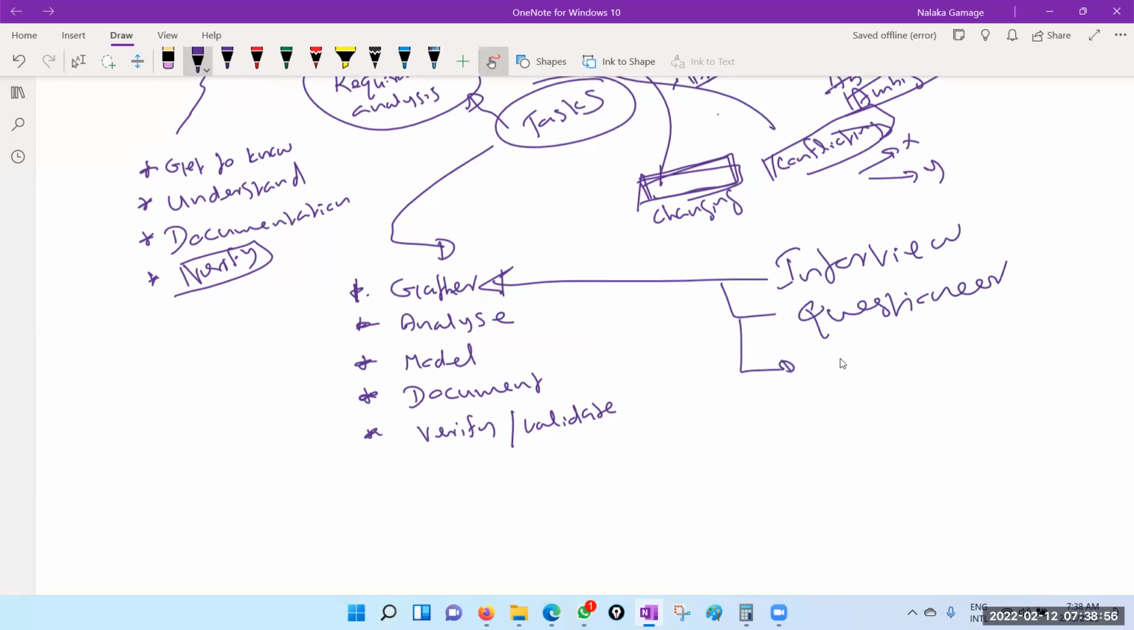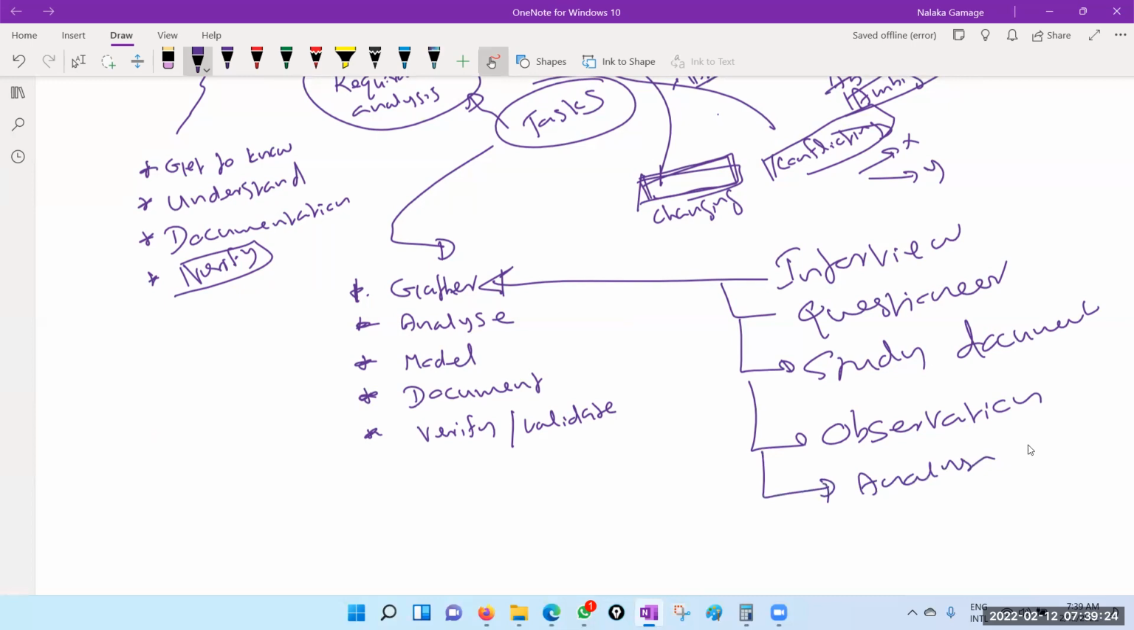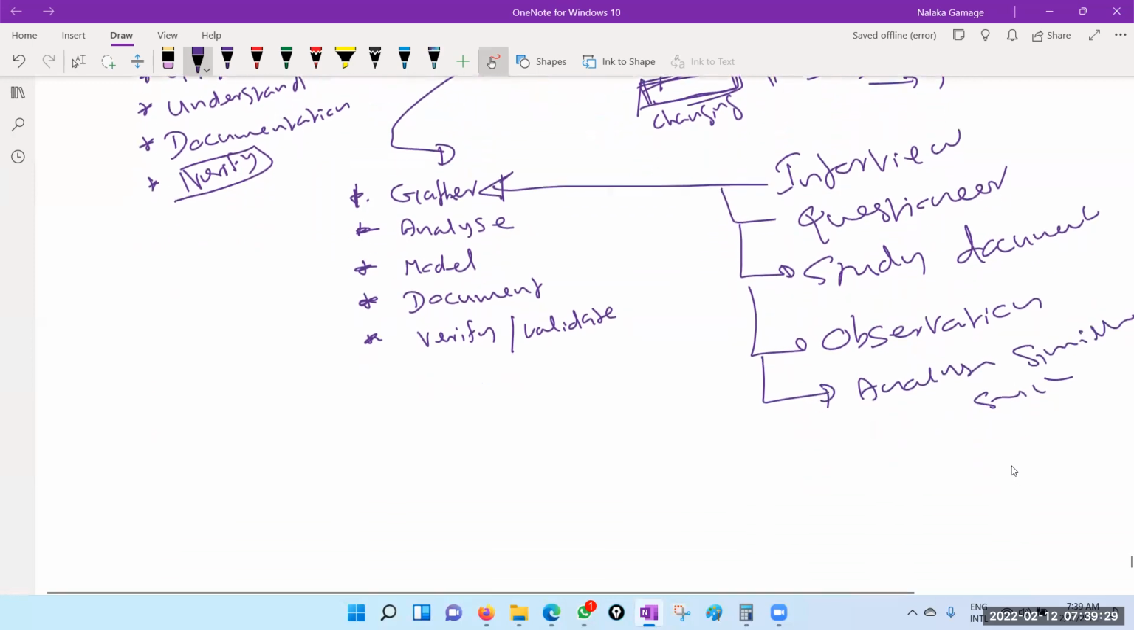Right? We can study the existing documents. We can go and see the system, how they work. Right? So that is observation. Or sometimes we call it ethnography. We can look at similar systems, analyze similar systems. All those are going to help us. Okay.